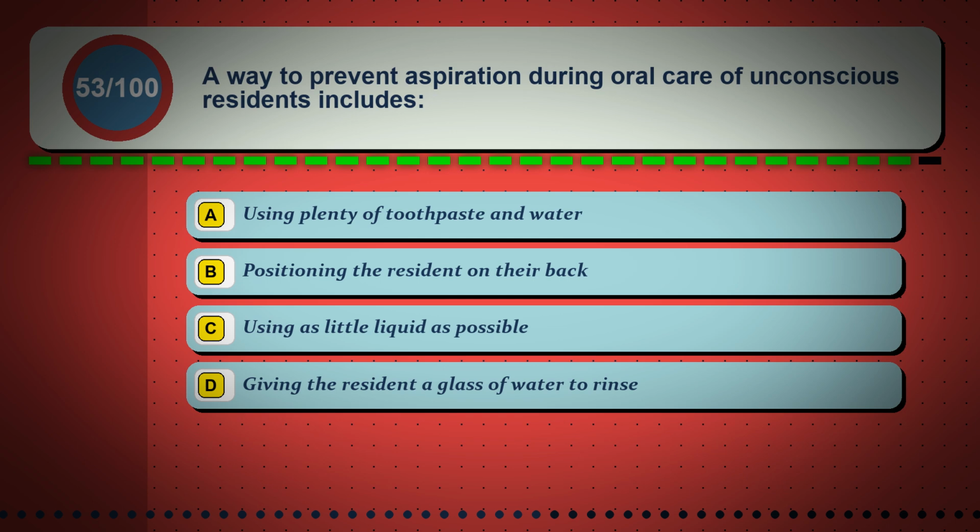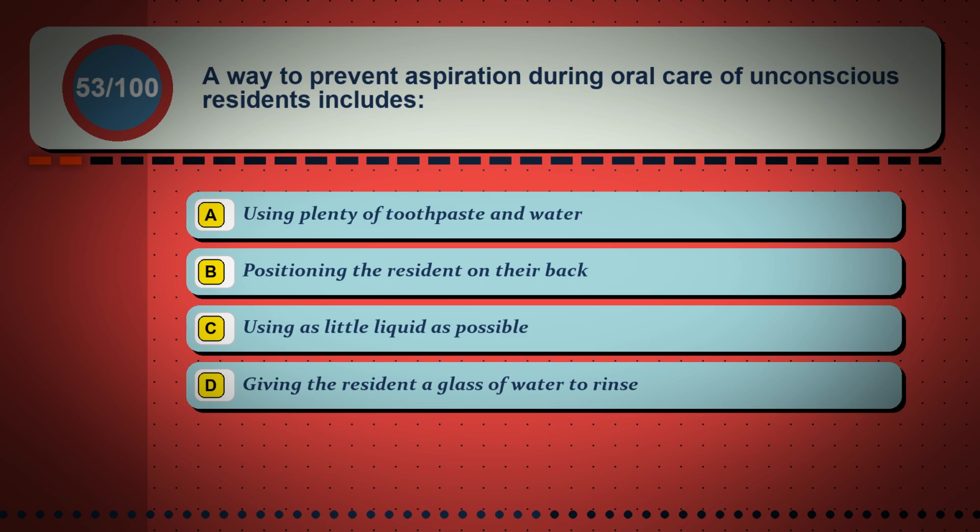Question 53. A way to prevent aspiration during oral care of unconscious residents includes Option A. Using plenty of toothpaste and water. Option B. Positioning the resident on their back. Option C. Using as little liquid as possible. Option D. Giving the resident a glass of water to rinse.